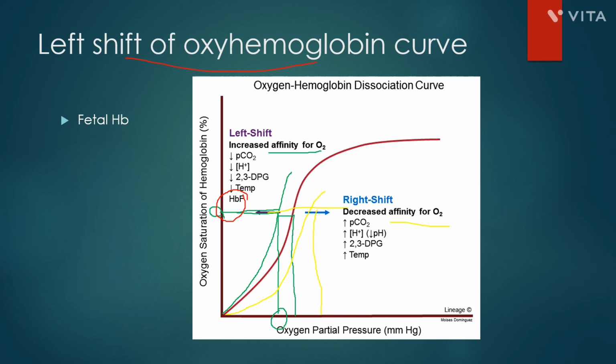Also, with left shift, this PCO2, H plus, 2,3 DPG and temperature, everything is decreasing. Okay. Remember, with fall in H plus, there is alkalosis, not acidosis. So with alkalosis, your left shift is happening, and with acidosis or increase in H plus, there is right shift. So with right shift, everything is increasing. That is PCO2, H plus, 2,3 DPG, and temperature. Don't get confused with H plus and acidosis. With rise in H plus, there is more acidosis.